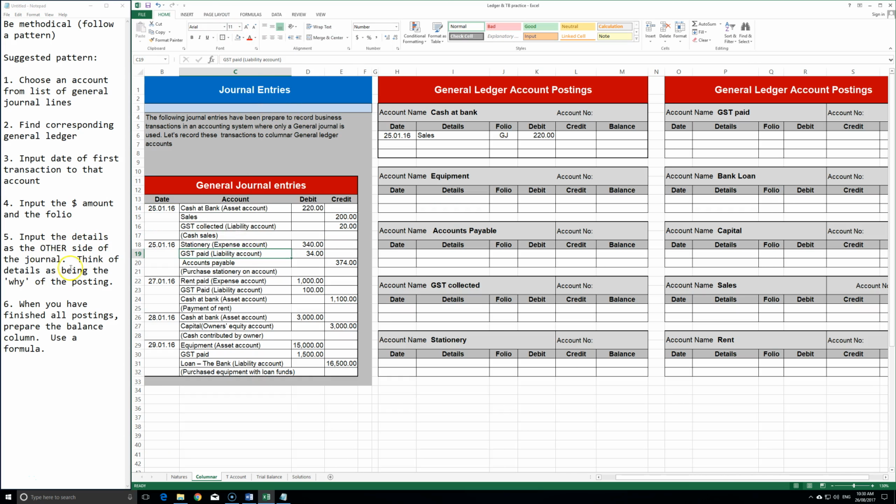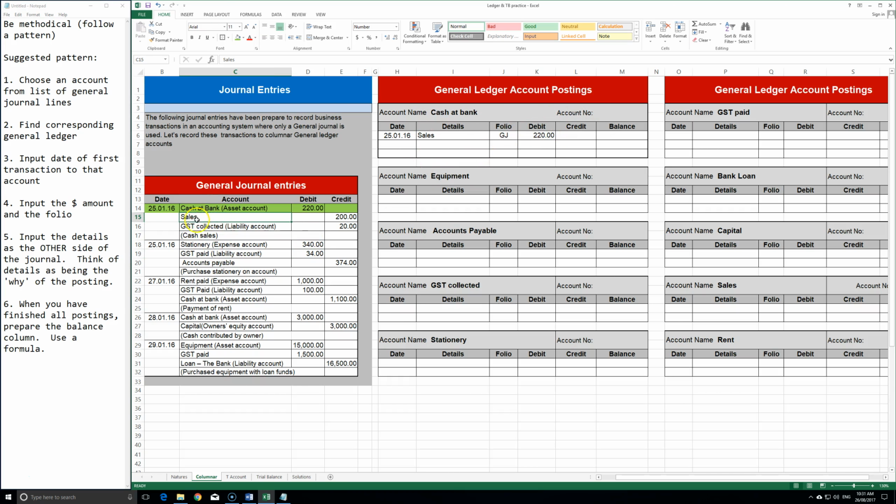Now, I have finished step 5 here. My suggestion for step 6 is this balance here: you can wait until you've completed all of one particular general ledger before you do the balance, and I will be doing that shortly. But now that I have posted this first line, I'm going to tick it off. I'm going to make sure that I don't post it a second time. I'm happy with what I've done.